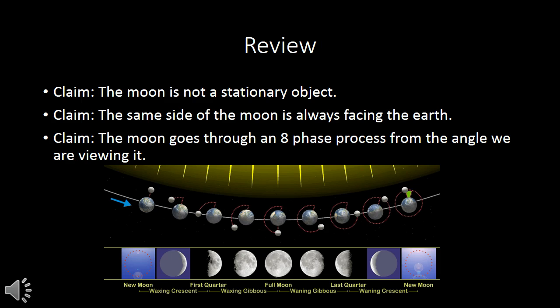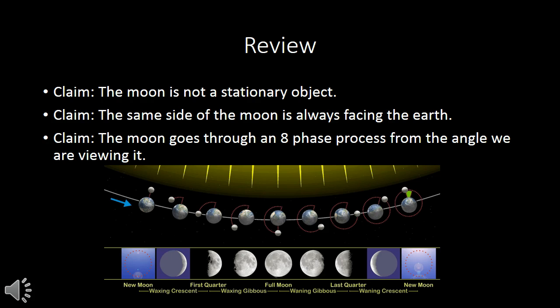Now, just as a quick recap, let's once again discuss the claims made at the beginning of the video. The first claim was that the moon is not a stationary object, and we addressed the fact that the moon does not merely sit in one place, but orbits the Earth in a process that can take about 29 days. For the second claim, we stated that the same side of the moon is always facing the Earth. The purpose of this claim was to prove that not only is the moon orbiting the Earth, but is also slowly rotating on its axis at the same time.